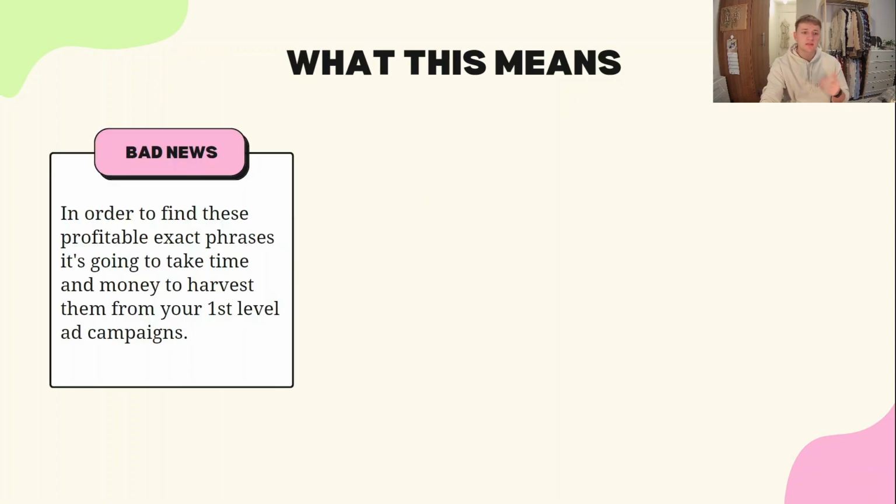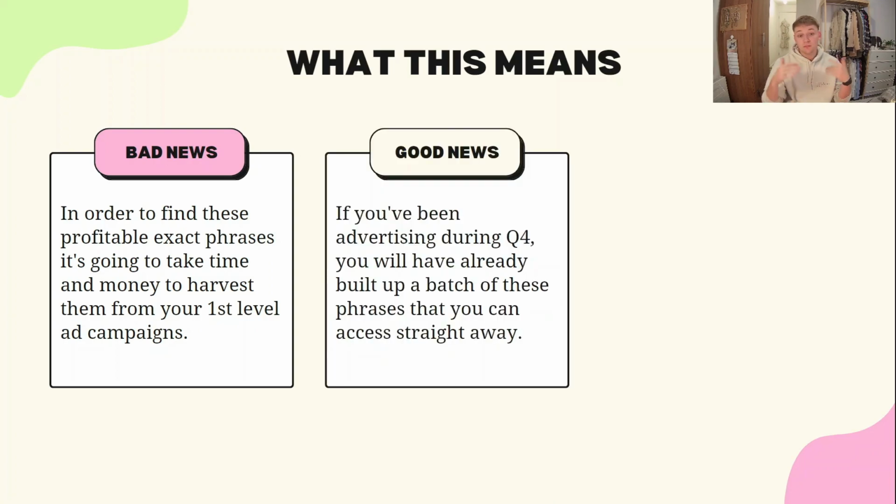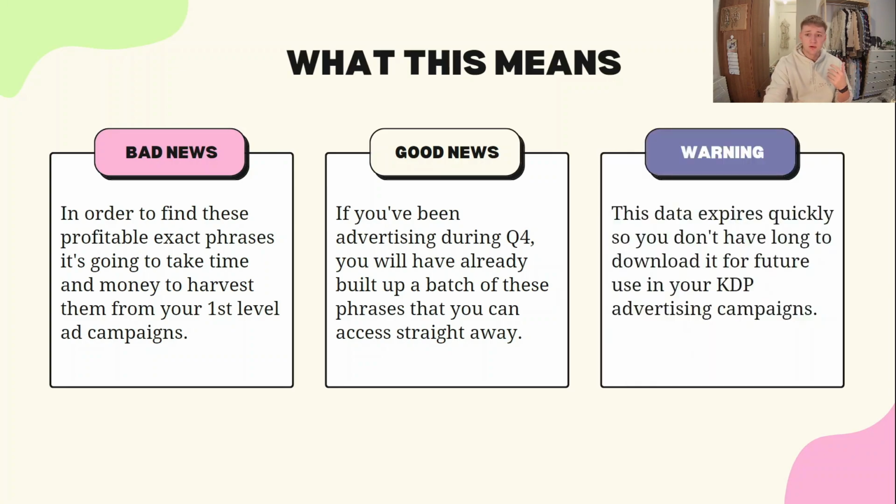So what all of this means, the bad news is, in order to find these profitable exact phrases, it's going to take a lot of time and a lot of money to harvest them from your first level campaigns. The good news is, if you've been advertising during Q4, you'll have already built up a batch of these phrases that you can access straight away, because there's so much demand and traffic going through Amazon during Q4. You get so many clicks on these bids and specific match types that you're going to have so much data sat in the back end of Amazon KDP that you probably don't even know about at this point.